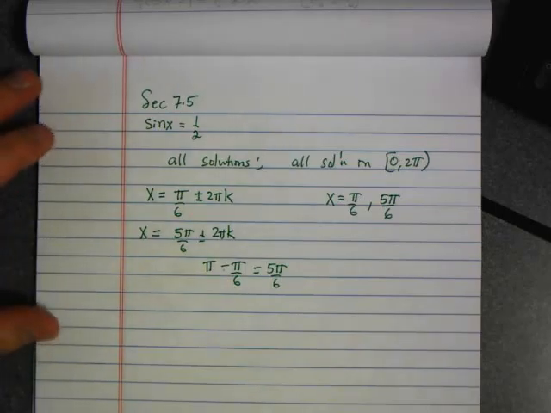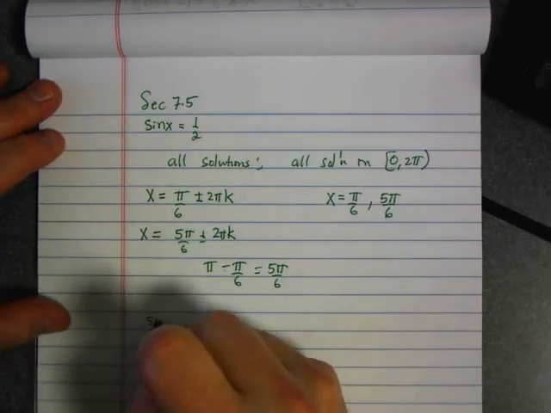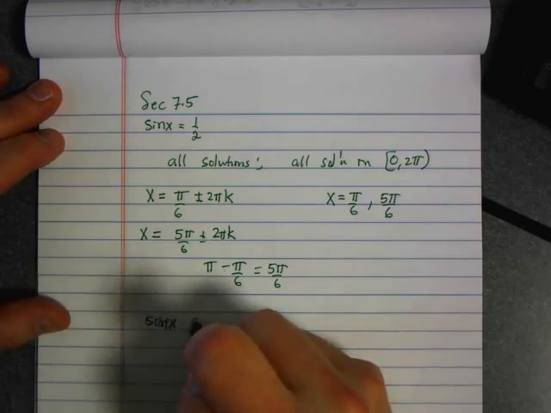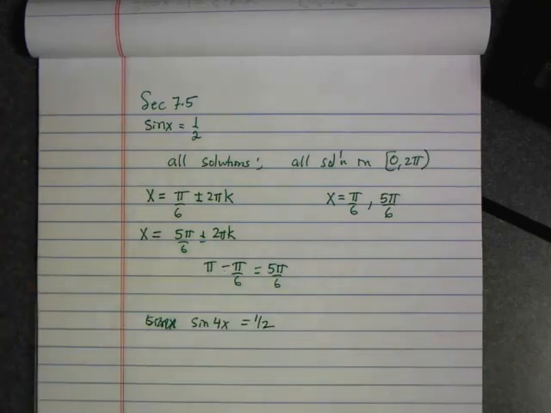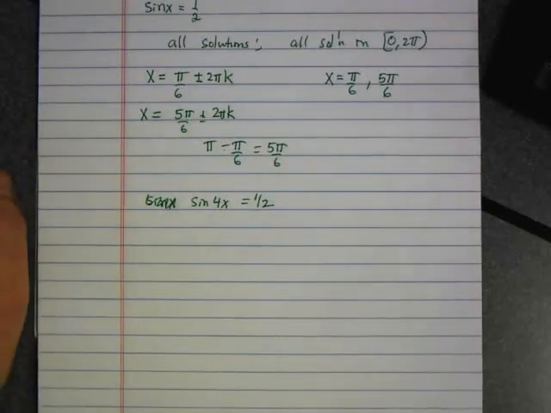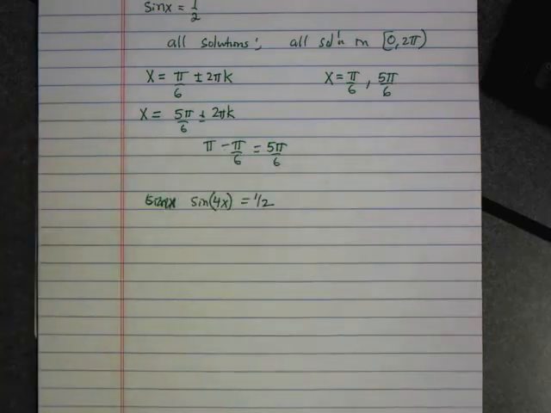Now, what if I change that slightly? What if I said sine of 4x equals 1/2? What does that 4 do? Besides make the problem harder. Divide it over first? I can't divide it over first because it's trapped inside that sine there. That's not a multiplication, that's a function. You do 4x equals pi over 6 plus or minus 2 pi k, and then you divide the 4 over?